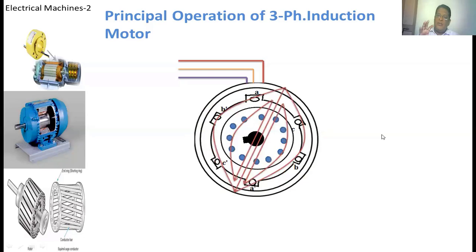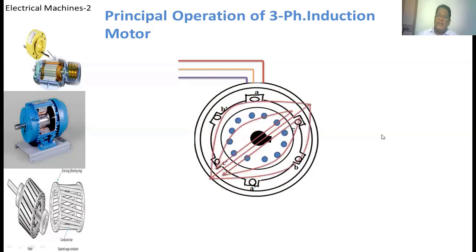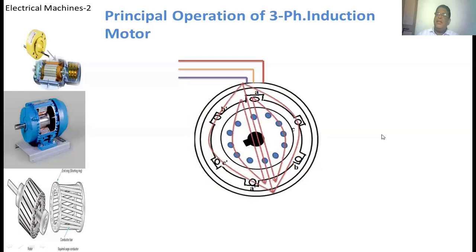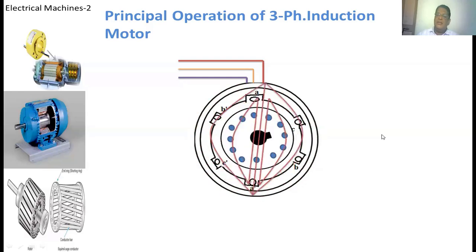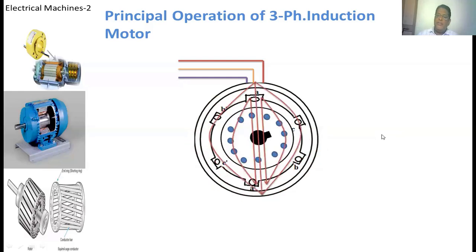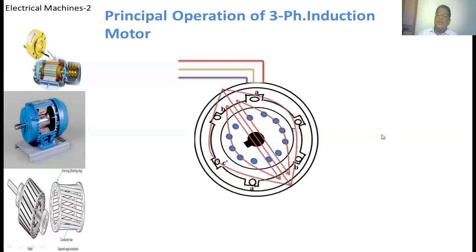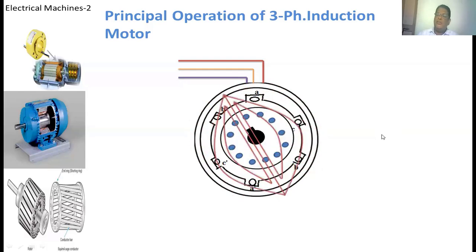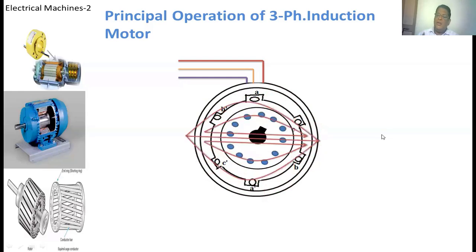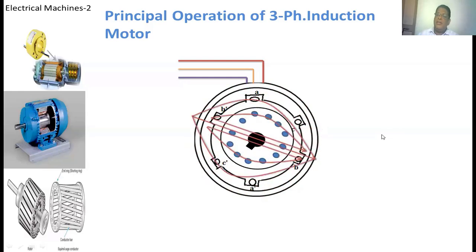Now the flux and the rotor are rotating in the same direction. So the relative speed between the rotor conductors and the flux will decrease, because the flux is rotating at synchronous speed, whereas the rotor is rotating at some lower speed in the same direction as the flux. Whenever the relative speed decreases, the voltage induced in the rotor conductor also decreases. The current also decreases. The developed torque on the rotor also decreases.